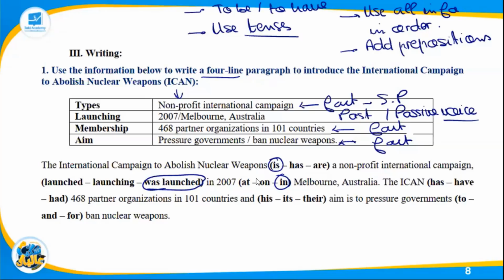B. ريتو لنا من لول استعملت الترم كامل, the international campaign, كذا كذا. توا تعديت ما عملتش التكرار, استعملت another noun هو عطاهولي, the ICN. وإلا نجم نقول the campaign. Okay, مفيد ما نقعدش نكرر في نفس السبجكت. B. The ICN, the ICAN, have, وإلا has, وإلا had, 468 partners, وإلا partner organization.